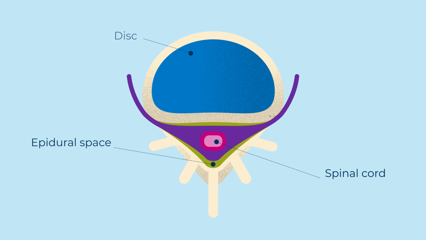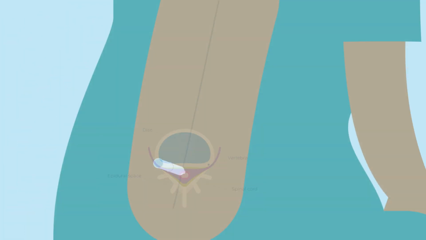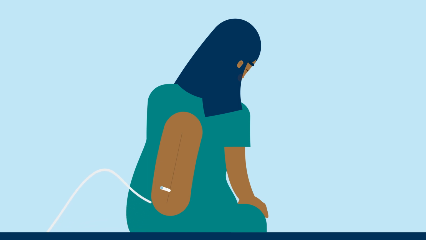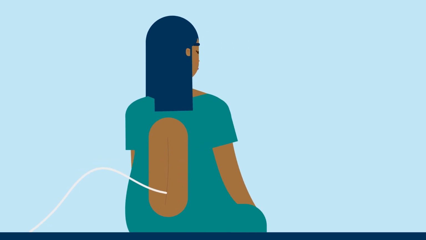When the epidural needle reaches the correct spot, your anaesthetist will thread a very thin plastic tube through the center of the hollow needle. They'll then remove the epidural needle, leaving just the tube in place. The tube will run from inside your epidural space to the outside of your body.